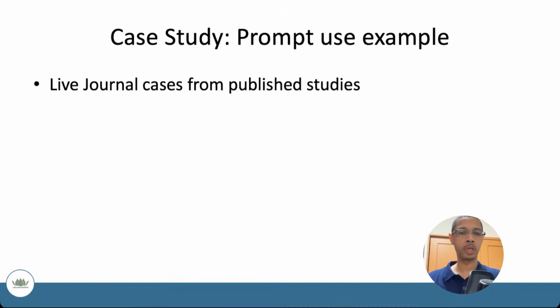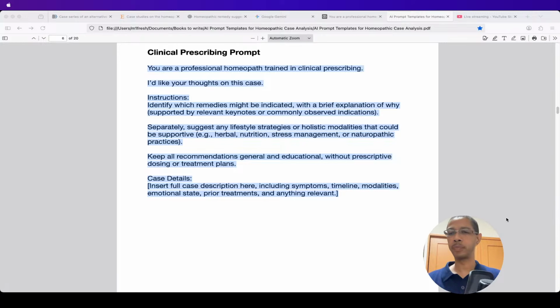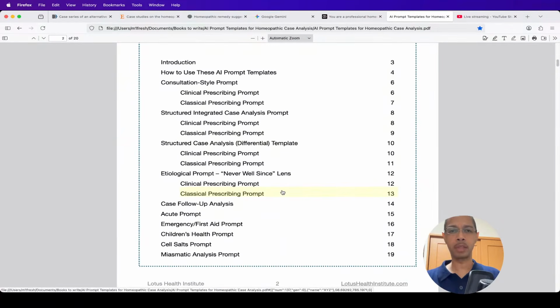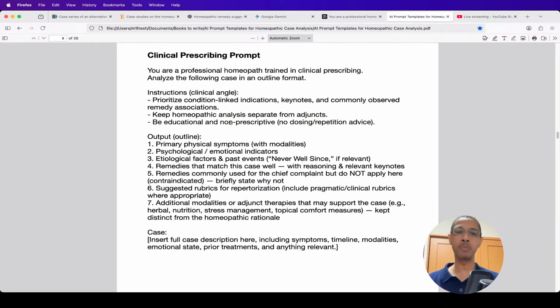So let's go for this time, not the PowerPoint. Let's go back over here. All right, so this one was a basic clinical prescribing prompt, right? What I want to show you is this clinical prescribing, but a structured integrated case analysis prompt. Now this is a little bit more robust, right? So you can see the way that this prompt is structured, right?